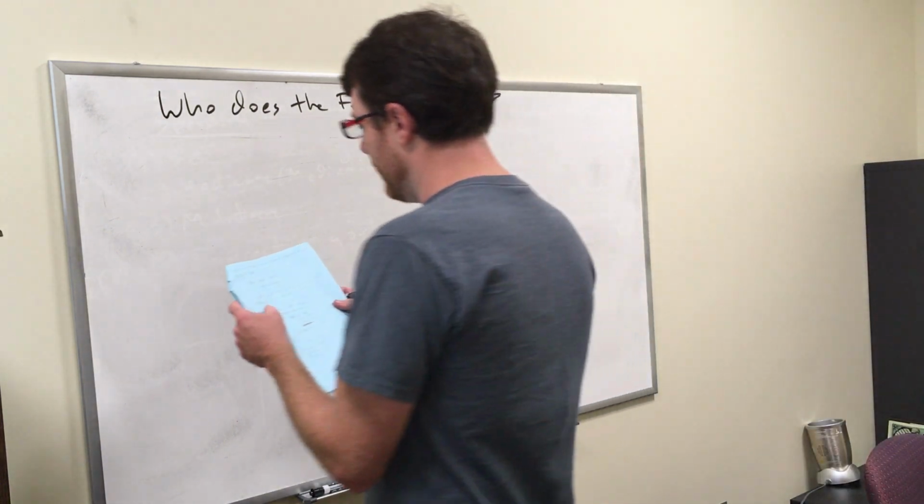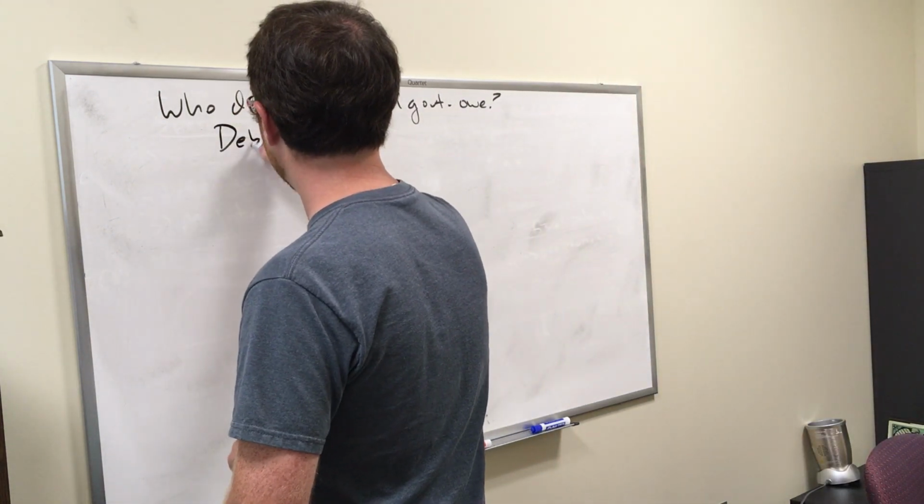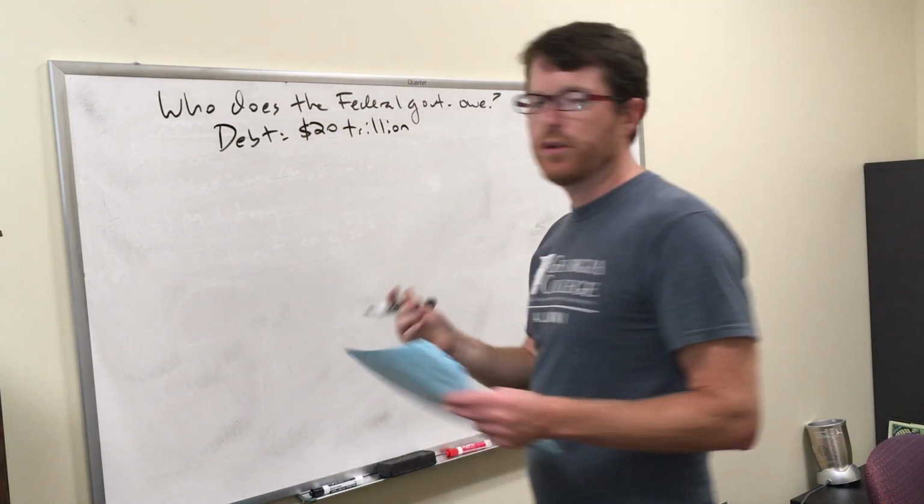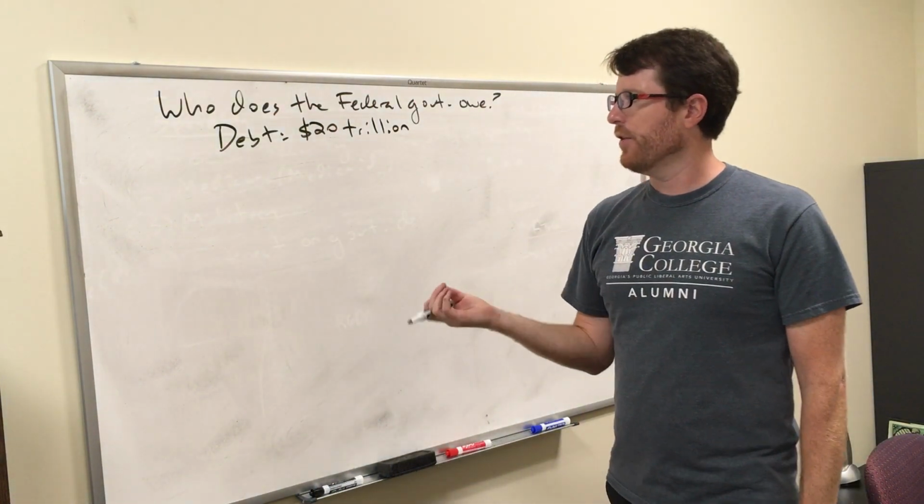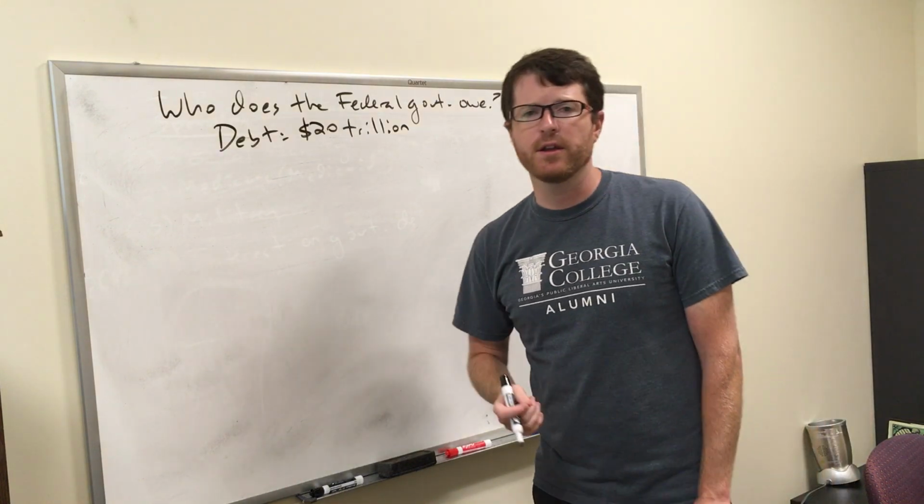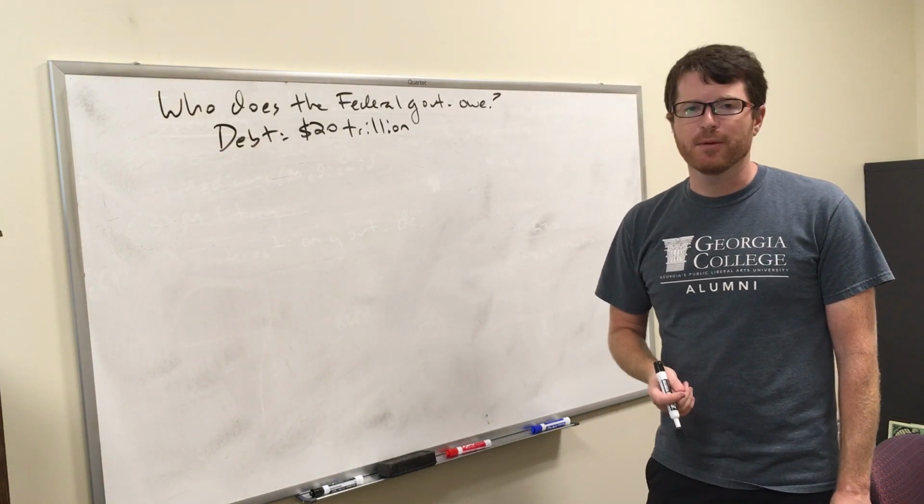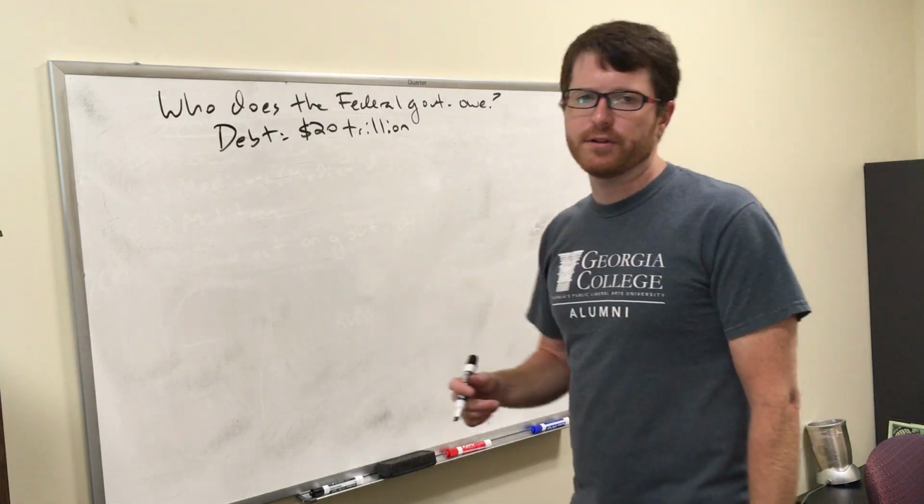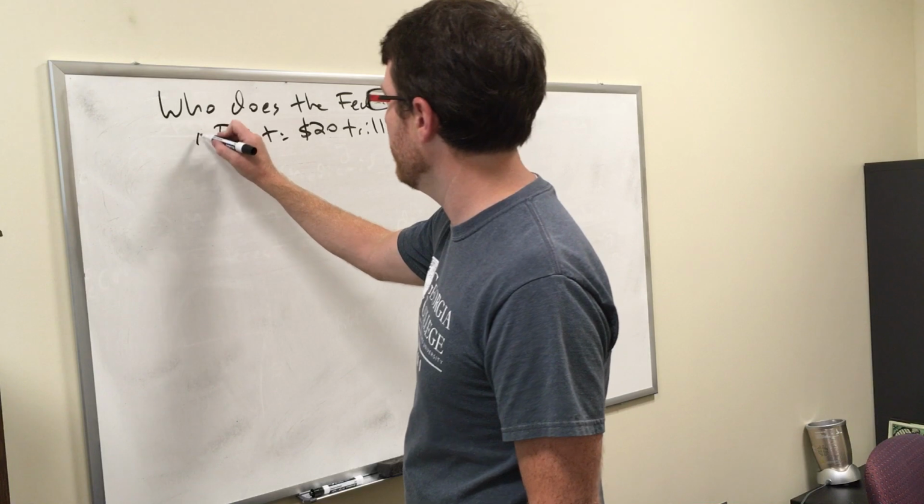Okay, so let's call the debt $20 trillion. Truth be told, it's probably more than that. Depends on when you're watching this video. It's probably in 2018, maybe 21 trillion. If you're watching this in 2019, it may be up to 23 trillion because it's growing at a very fast rate. Let's call it 20 trillion just to make it a nice round number.